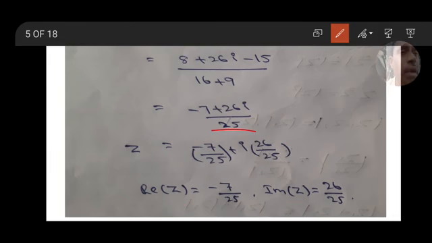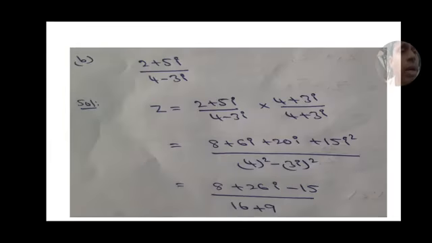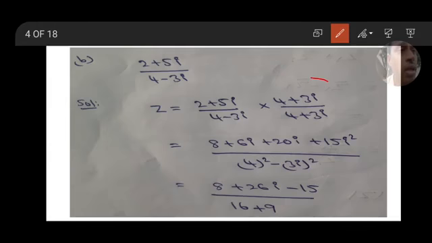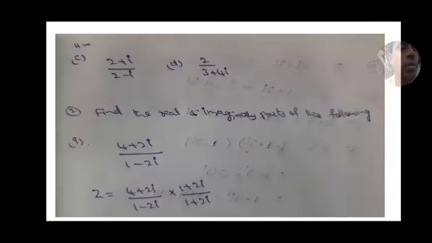Only we have to multiply and divide with the conjugate of the denominator. Okay, that is the process.